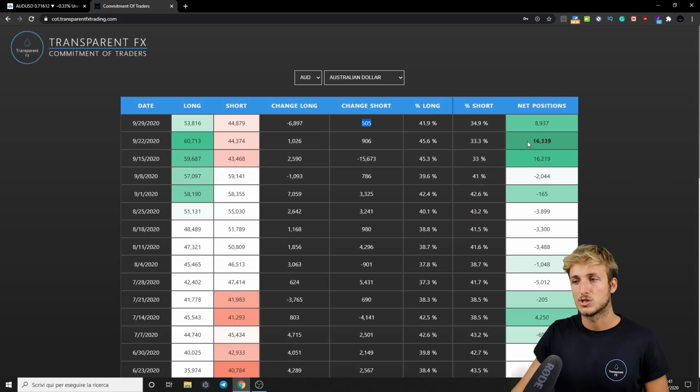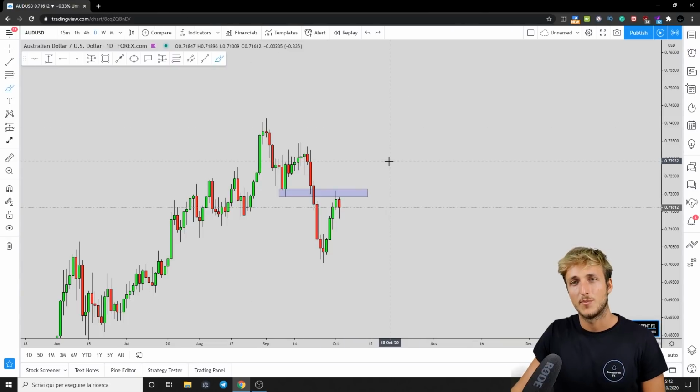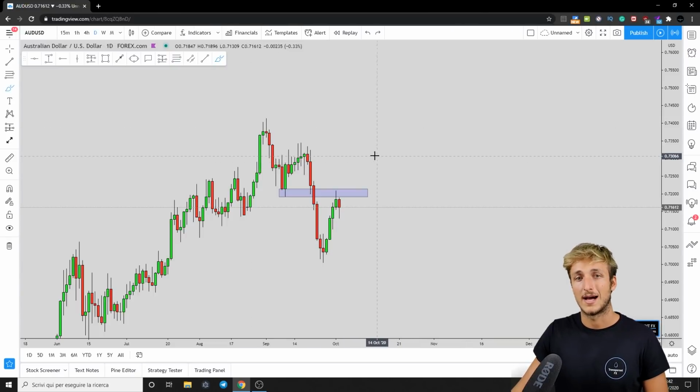And we can see that net positions decreased from 16k to 8.9k, so almost cut in half the net positions, bringing the longs at 53k and shorts at 44k. With obviously a long exposure of 41%, which is decreased from our previous report that was 45%, and the short exposure that went from 33.3 to 34.9%. So definitely we have a bearish AUD USD from a COT perspective.